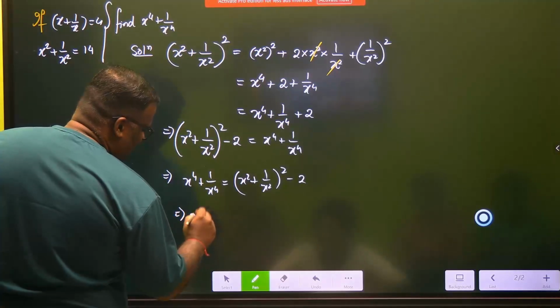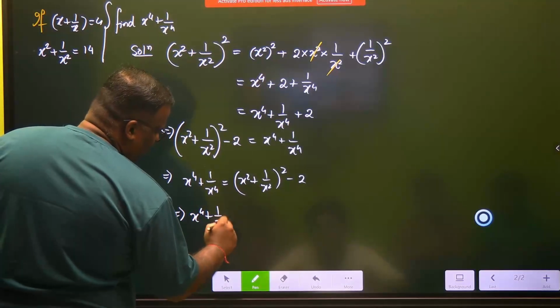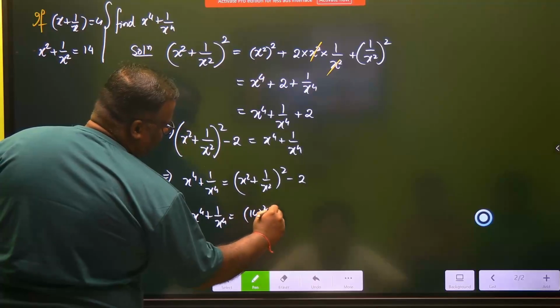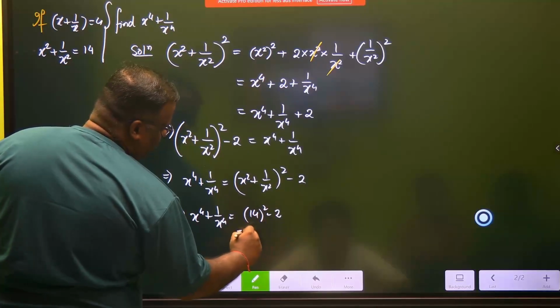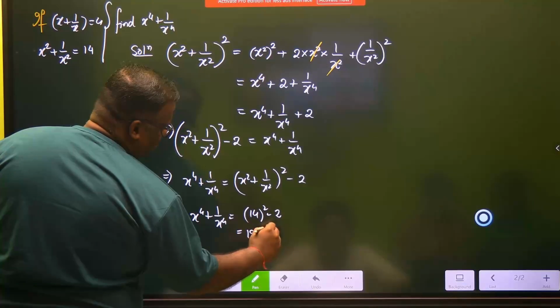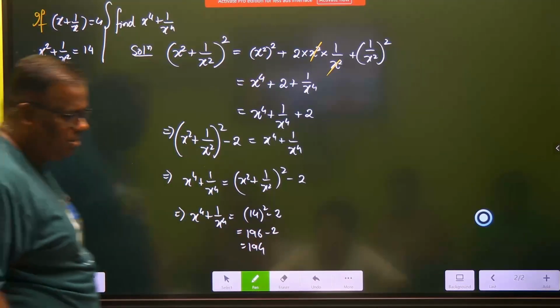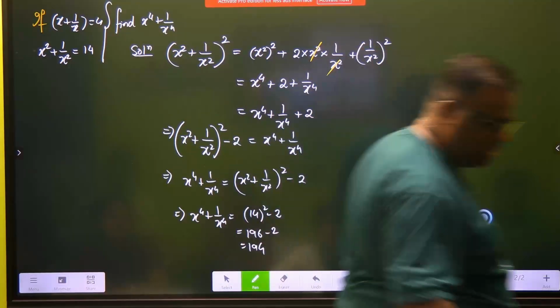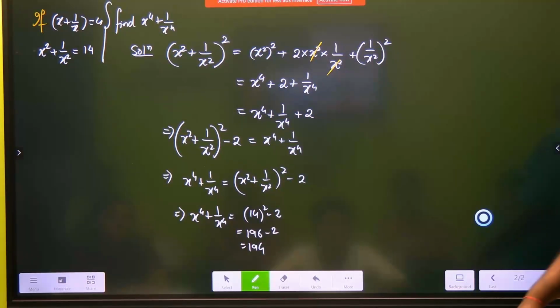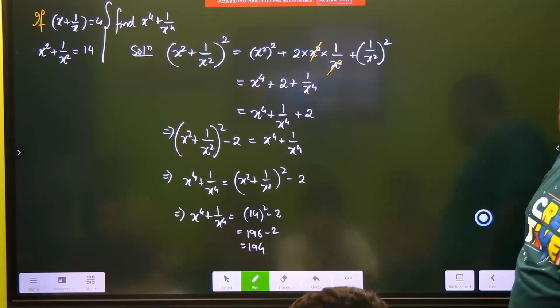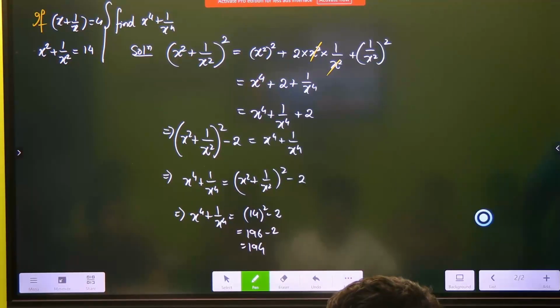So x4 plus 1 by x4 is now equal to how much? 14 square minus 2. 14 square is how much? 196 minus 2, 194. Problem ends. Did you understand? The whole trick. Basically, it makes you work a little hard. If you have understood, now you can copy. We'll do some more of this type.